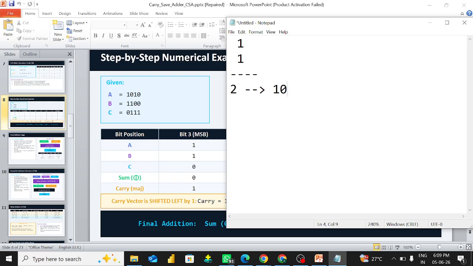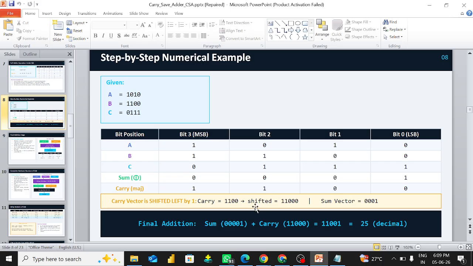Then this 0 will come under this 1, and your carry will be generated here, right? So it will be shifted to the left, right? So that's why you are going to shift your carry also, because, as I said, the carry generated by bit i will always belong to bit i plus 1, right?